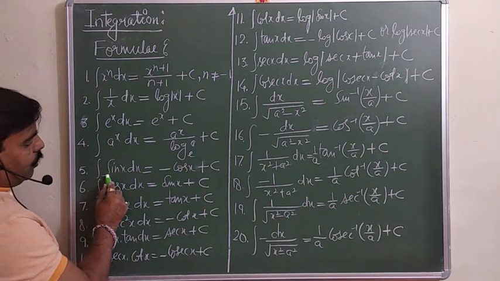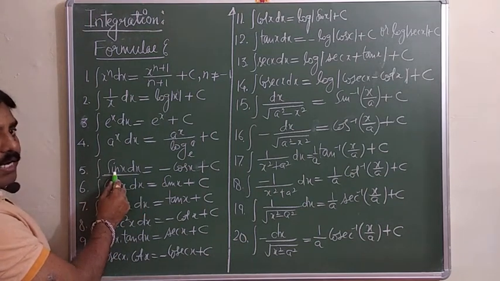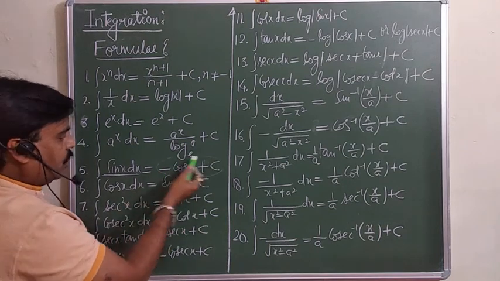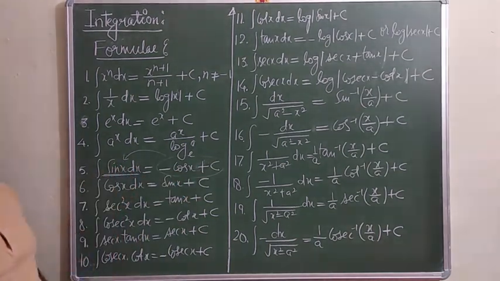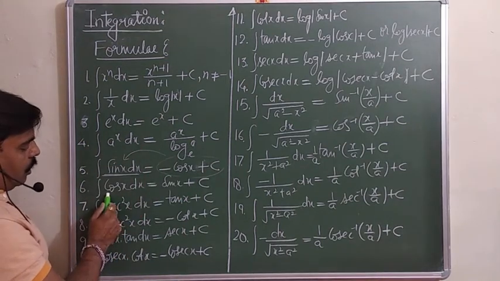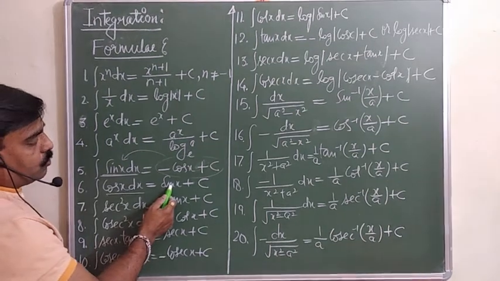For example, you want to find the antiderivative of sin x, that is equal to minus cos x plus c. If we take the derivative of this one, you will get this antiderivative. So they are reverse processes; you can understand from here also. The antiderivative of cos x is equal to sin x plus c.